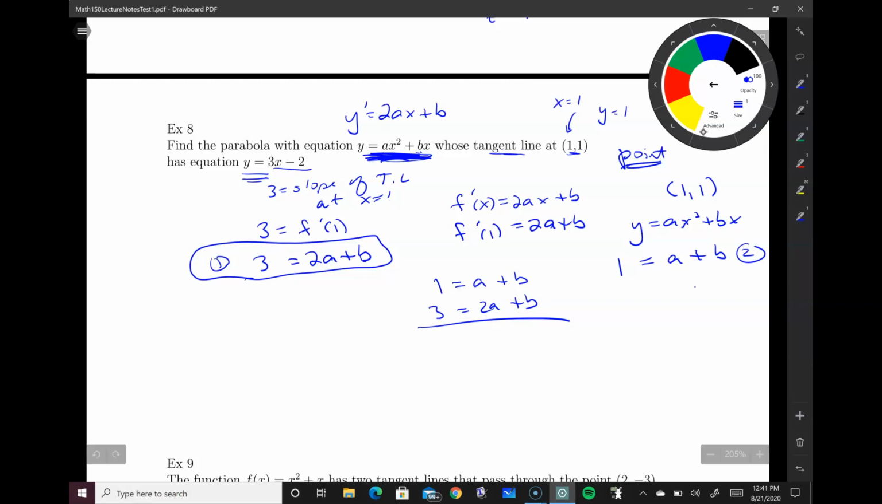What I'm going to do is I've got them stacked on top of each other. I'm just going to subtract this one. So the b's will go away, right? So I have 1 minus 3 gives me negative 2. a minus 2a gives me a negative a, and the b's are gone. So a is equal to 2. So I can put a equaling 2 into 1 is equal to a plus b, so that gives me b is equal to negative 1. So there they are, my two numbers, a and b.